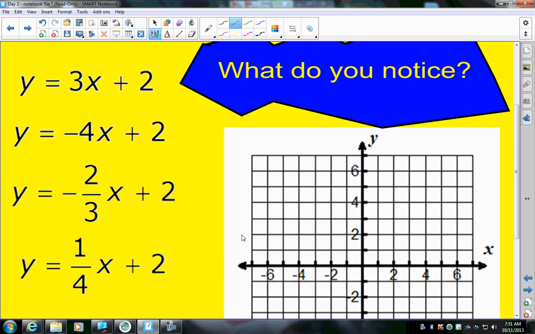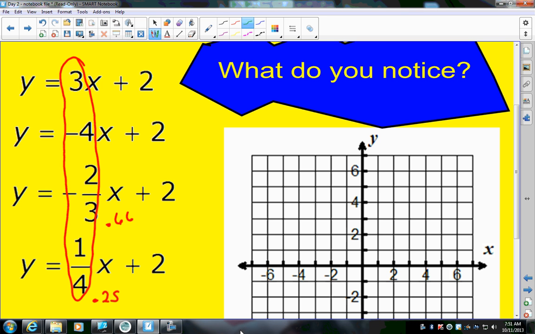Now, look at these equations. All the equations have the same y-intercept, but the only thing that's different are the slopes. Okay? Forget about positive and negative. Forget about those negative signs. Only look at the numbers. Which of these numbers is closer to 0? 1/4 is 0.25. 2/3 is 0.66. Which one is the closest to 0? 0.25, right? This is the flattest.